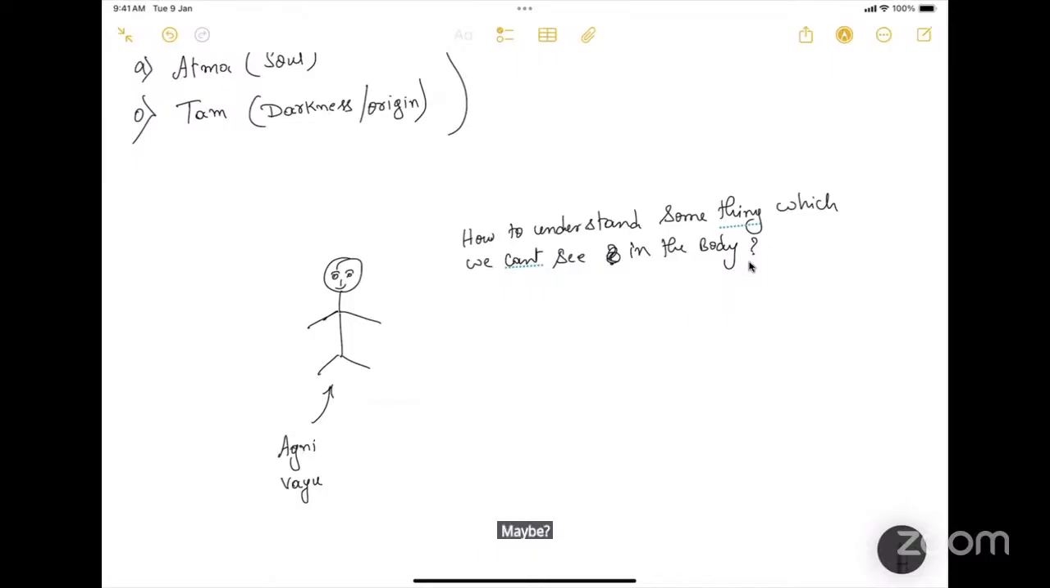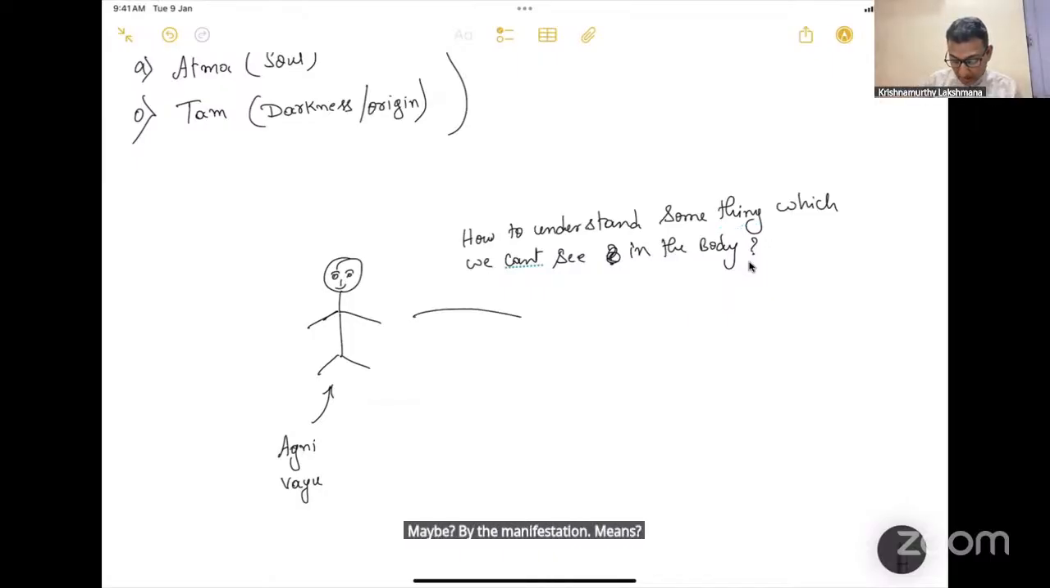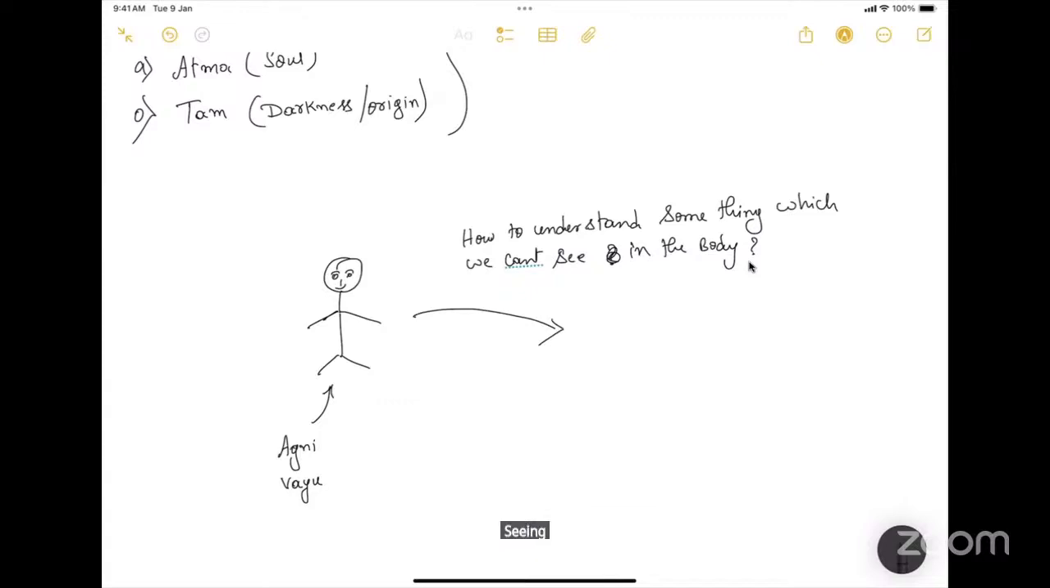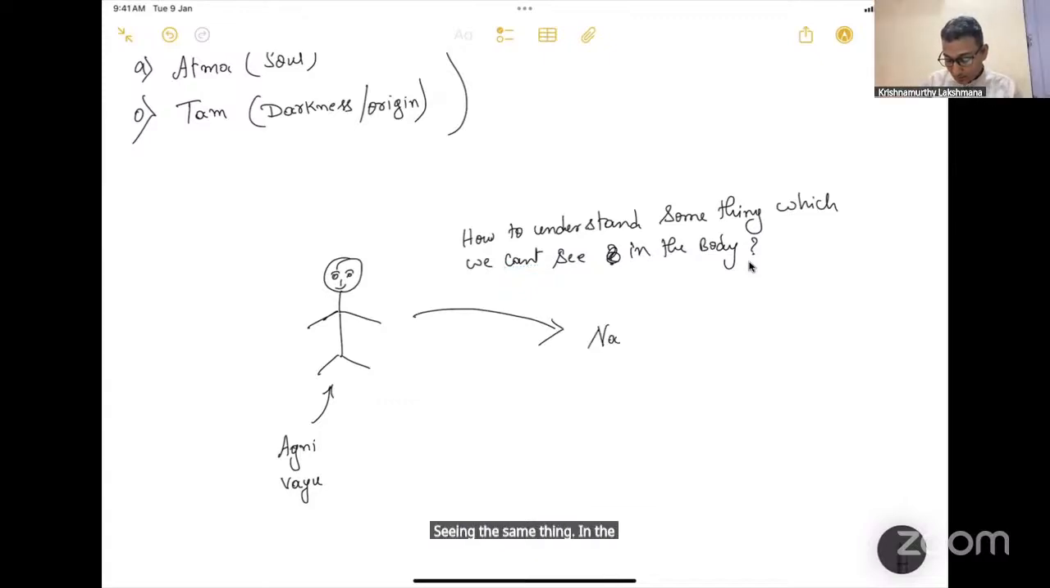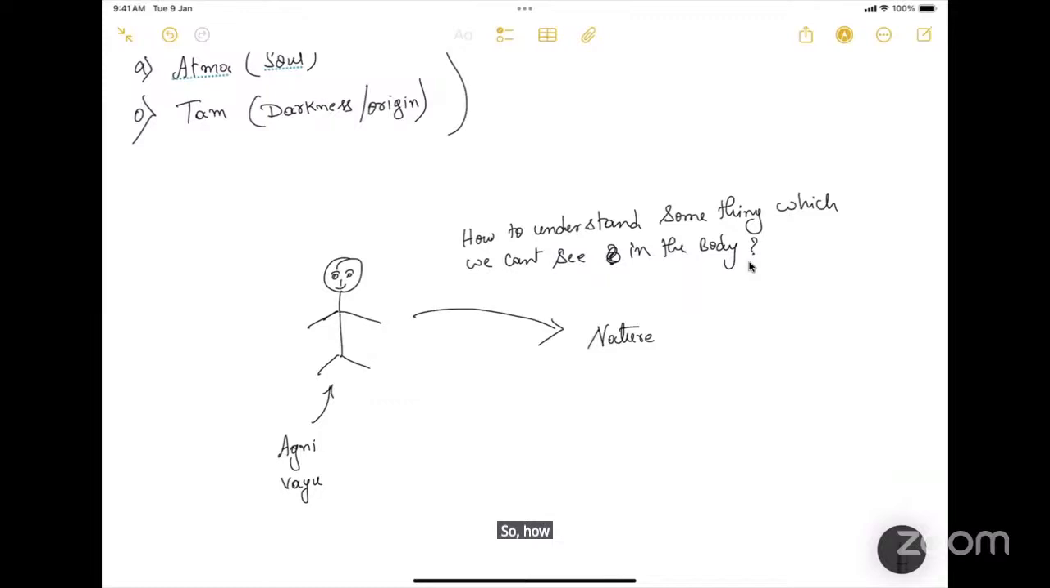By the manifestation, meaning by seeing the same thing in nature. I can see Agni in nature. I can see Vayu in nature. Can I see it? I can see Prithvi in nature. Can I see it or not? Why? People are thinking. Sir, how can we see the Vayu in nature? We can only feel it, no? Yeah, when I say, you feel it.